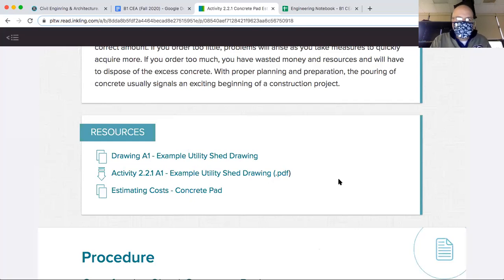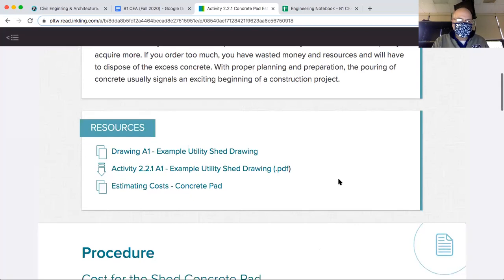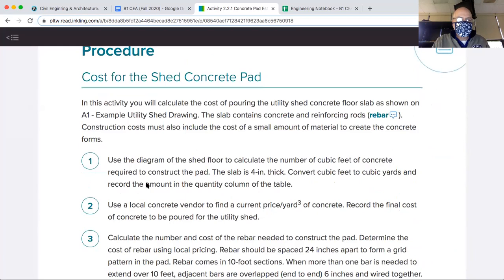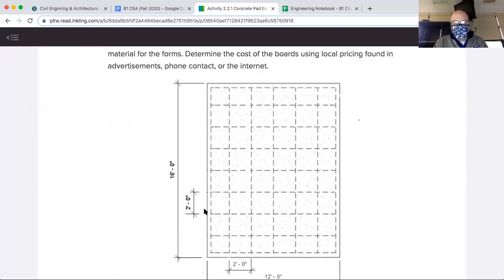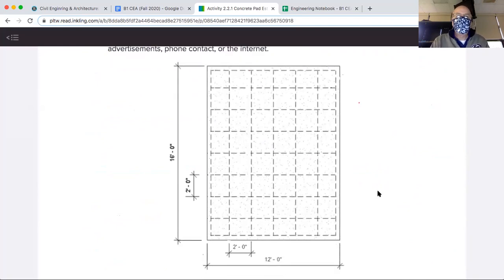So in the assignment itself, after you've taken notes and set things up in the notebook, then there is the procedure. I'm going to let you read that for yourselves. And then you get to this, and this is the actual diagram of the concrete pad underneath the utility shed that you designed in 213A, B, and C. And you notice that it is 12 feet wide in this direction and 16 feet wide in that direction.